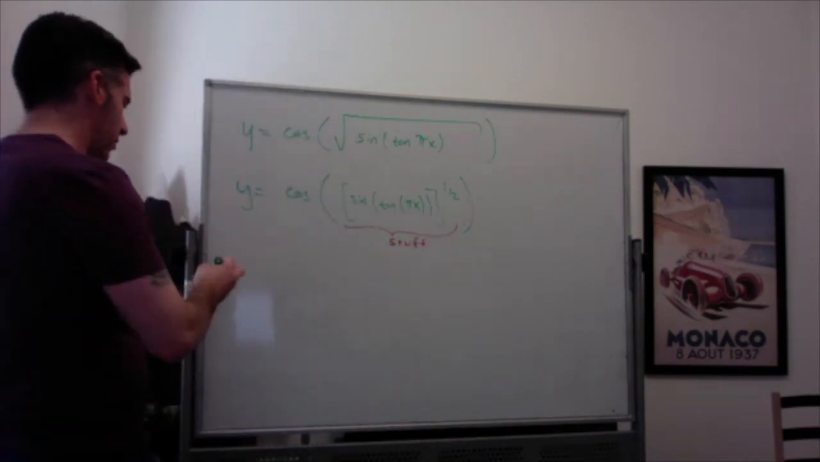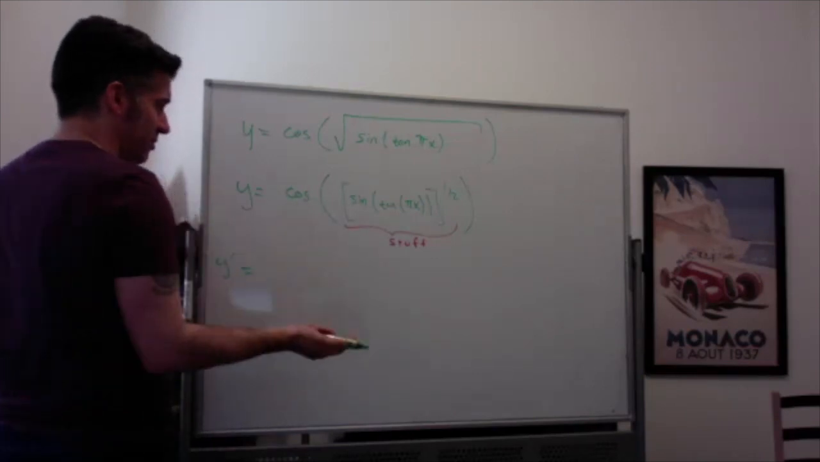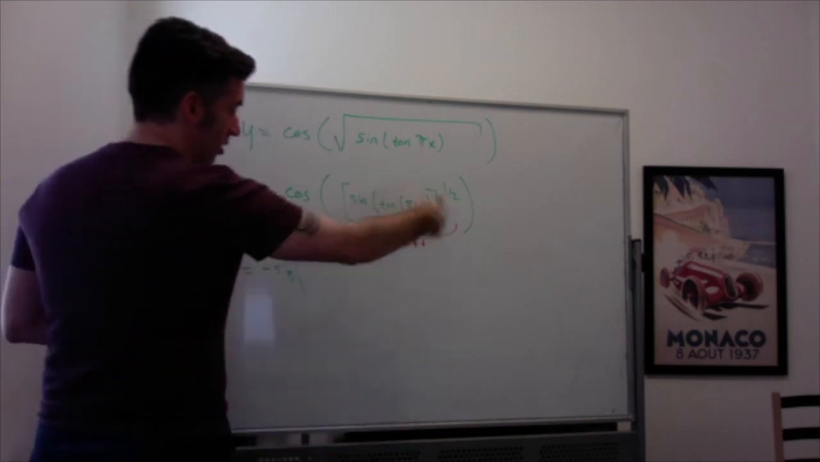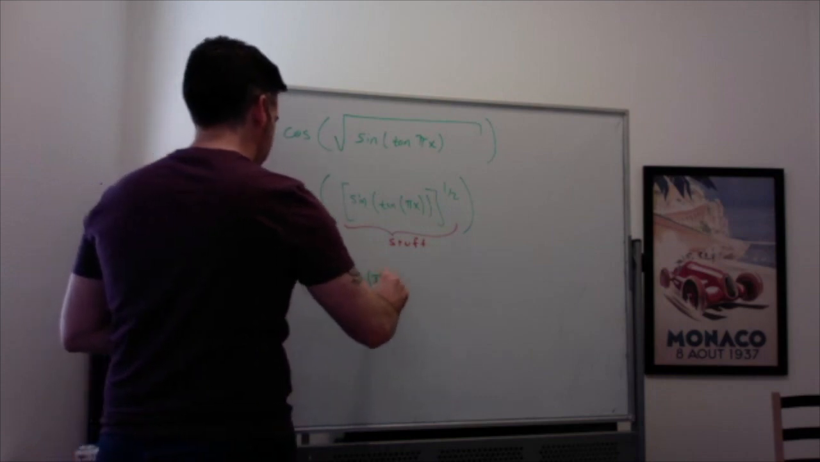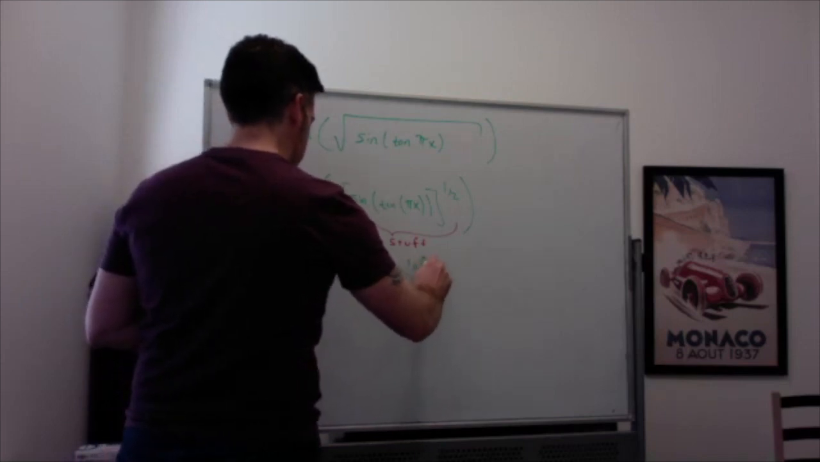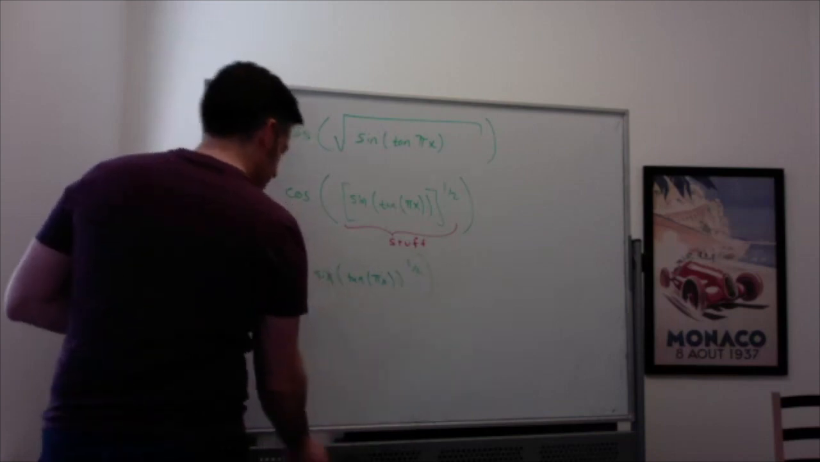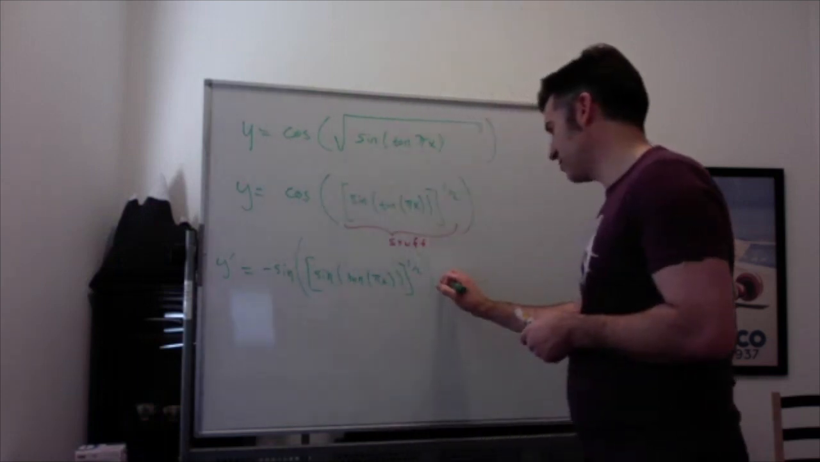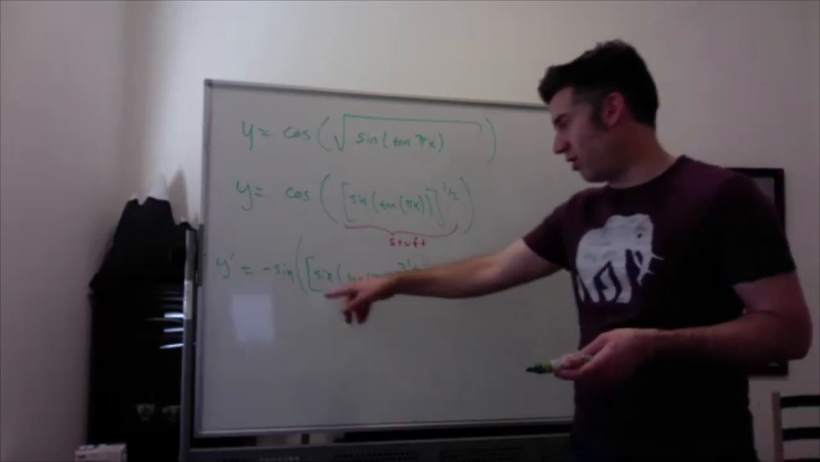So my derivative, y prime or dy/dx, whichever way you want to write it, is going to be, well, the derivative of cosine of some stuff is negative sine of that stuff. So negative sine of all of that left alone: sine of tangent of pi x, all to the 1/2 power. I really do like the brackets there to differentiate what's going on. Times the derivative of that stuff. So I have to multiply by the derivative of all of this to the 1/2 power.